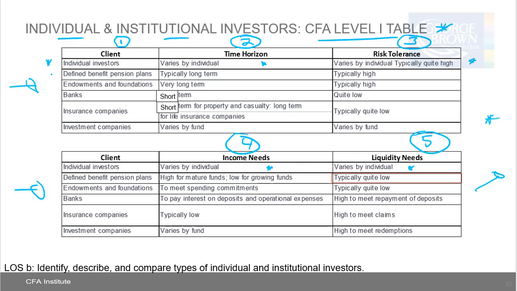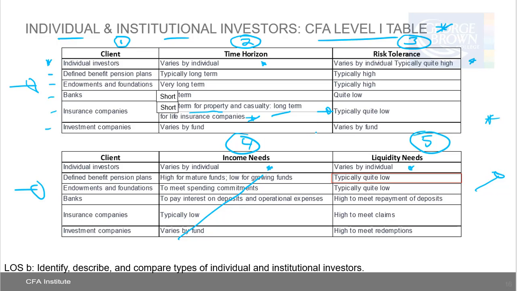But when we move into the institutional investors, defined benefit pension plans, endowments and foundations, banks, insurance companies, and investment companies, we can make more general characterizations with regards to time horizon, risk tolerance, income needs, and liquidity needs, okay? We don't have a lot on income needs in this chapter for the CFA foundations, but there is on time horizon and risk tolerance, and time horizon sort of drives risk tolerance to some extent. With property and casualty, the time horizon is short term, and it's long term for life insurance, okay? That would mean the risk tolerance for property and casualty is quite a bit lower because of the unpredictable cash flows in terms of the payouts. So these are things that we're looking at.